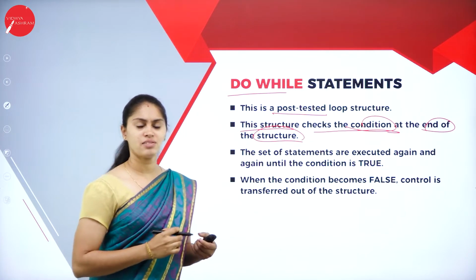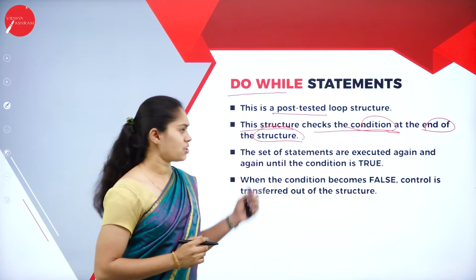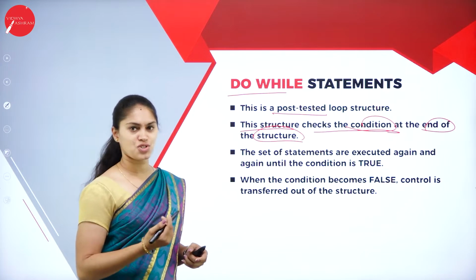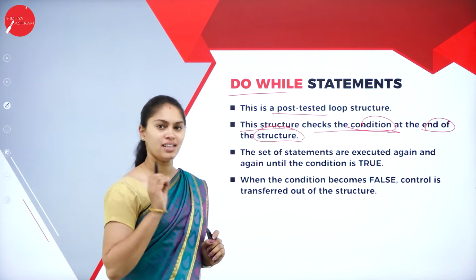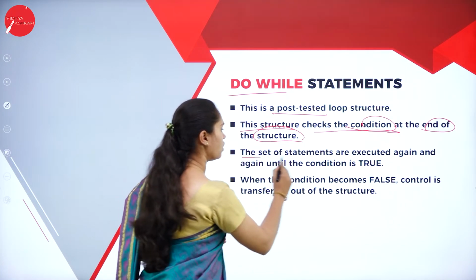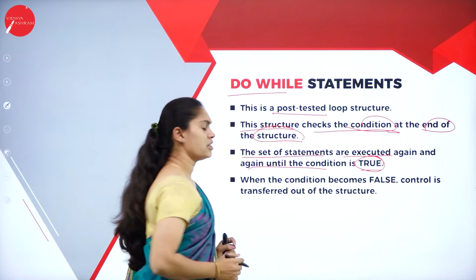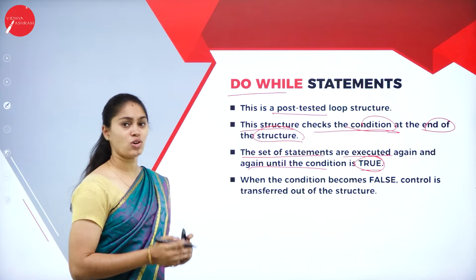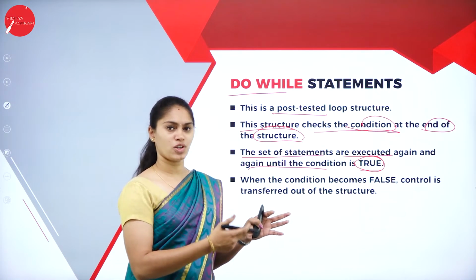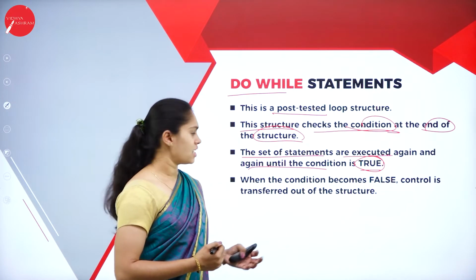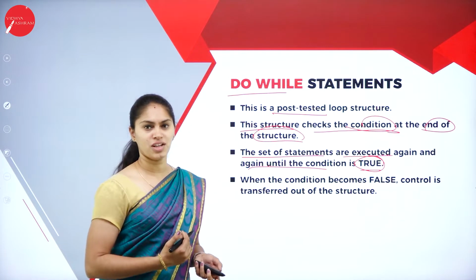So if you consider while, that is what? The beginning of a structure, but here, at the end of the structure, we are going to check the condition. So the set of statements are executed again and again as long as the condition is true. How many times are we going to execute? Until the condition is false. If the condition becomes false, then the control will come out of the loop.